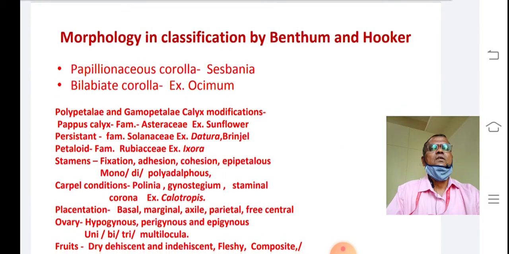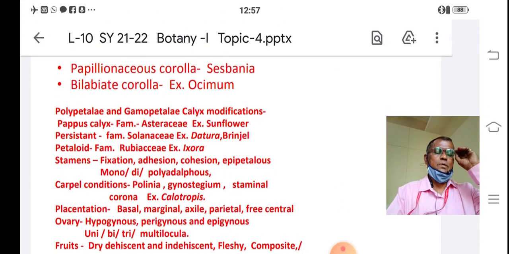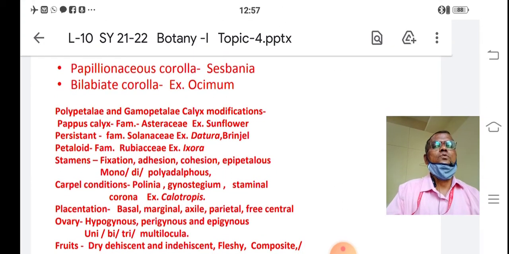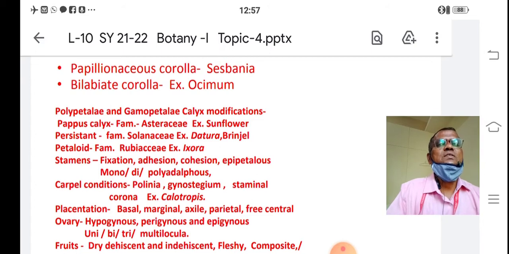देन इन मॉर्फॉलॉजी, already we have seen the Bentham and Hooker system of classification. So which characters we are considering? For example, Papilionaceous corolla. Good example is the Sesbania, Shevri. Bilabiate corolla, Ocimum, Tulas. 5 petals, but there is one larger.